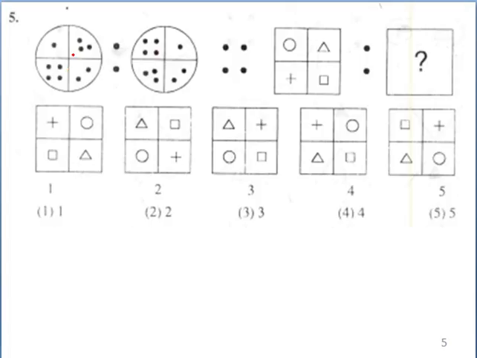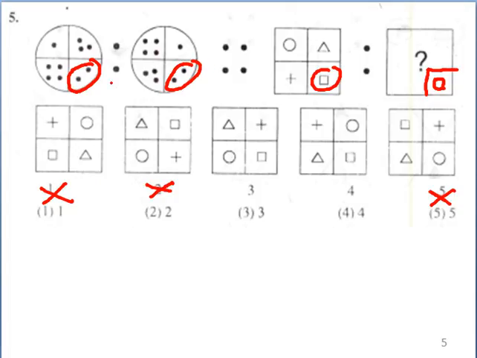Now coming to here, look at the figure carefully. The rightmost bottom remains the same. So here my square has to remain the same. Here I have to get a square. Okay, here I have to get a square. So what options can I eliminate? I can eliminate 1, 2 as well as 5.